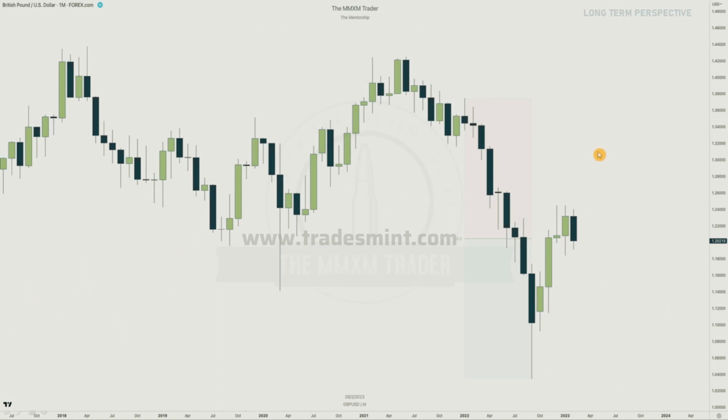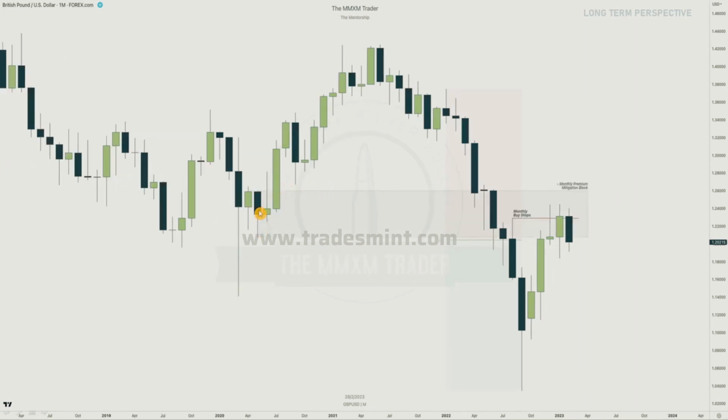So over here we've got a British pound US dollar monthly chart, right? We've got those premium levels outlined over here, right? This little red box, and then the discount levels down here all the way to the low, which should be discount, right? Now, what did we do over here? Monthly premium. Can we spot something else?